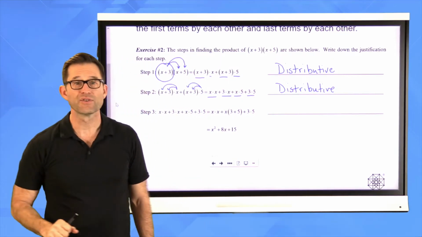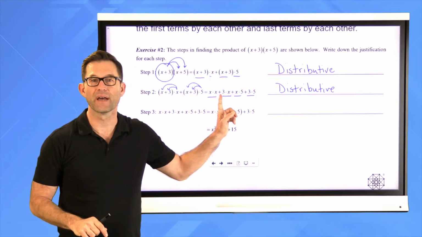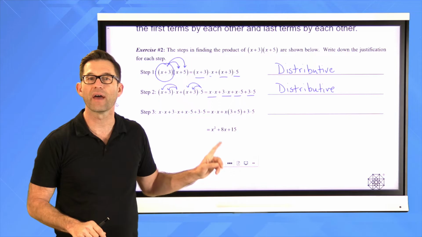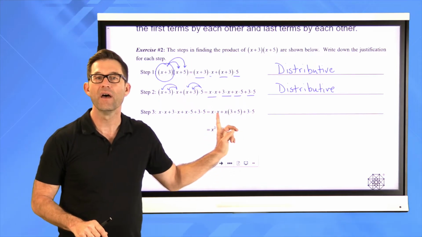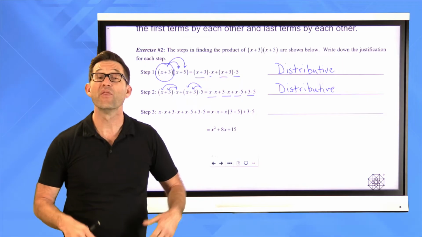And finally, to just hammer this all home, right? What I've done is I've taken my 3 times x plus x times 5, and I've rewritten it as x times 3 plus 5. And that is yet again the distributive property.